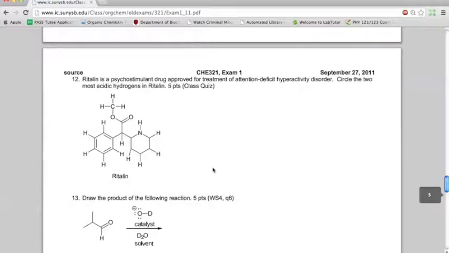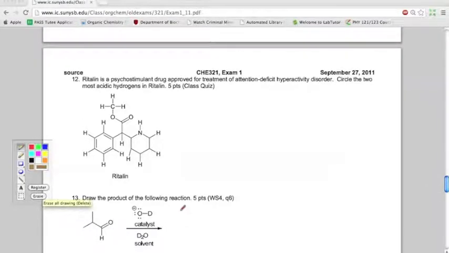But let's look at this one here. I'm not sure if this is on your exam or not, but we're going to run through it anyways, and it does tie in a lot with resonance. So it wants us to know which 2 hydrogens in this molecule are the most acidic.